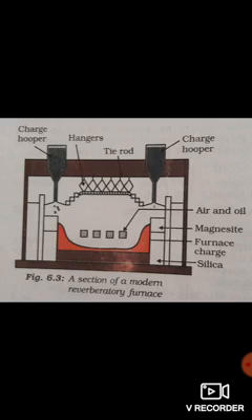So we have the diagram and one of the reactions that I am going to tell you. When iron oxide, that means FeO, is mixed with silica, that means silicon dioxide SiO2, it gets converted into slag. The formula of slag is FeSiO3.